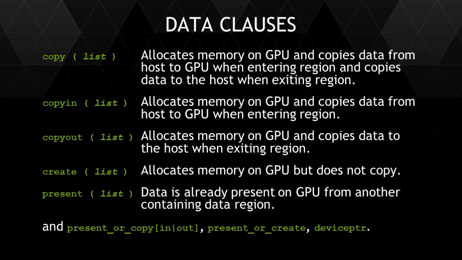And then there are some additional clauses here that will soon be unnecessary with OpenACC 2.5, but we have present_or_copy, which says if it's already present on the device, use it, and if it's not, then copyin or copyout or create. In OpenACC 2.5, that just becomes the default behavior, and so those clauses actually go away. And that 2.5 is coming out later this year.